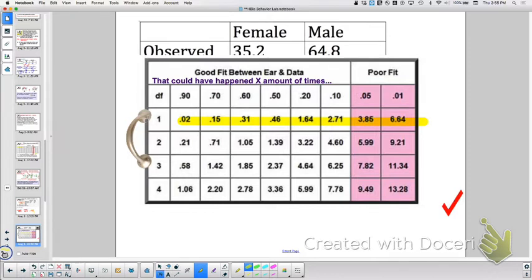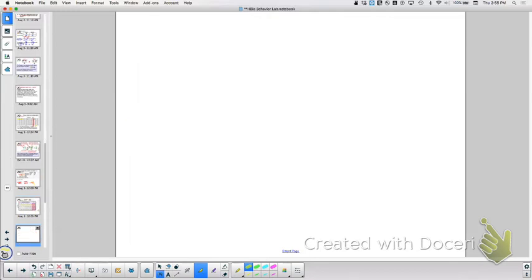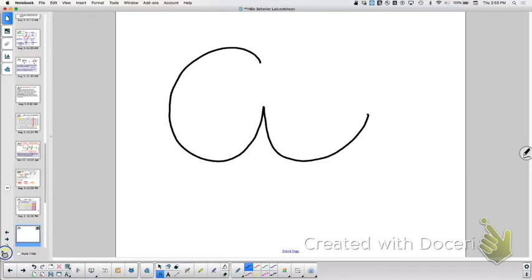Okay, so now let's apply this to our roly-poly chambers. Okay, in our roly-poly chambers, friends, this is not looking good.